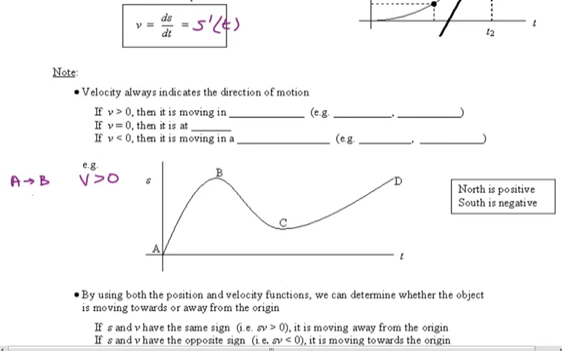At B, what would it be? Yeah, it would be 0. Our instantaneous velocity is 0. From B to C, our slope is negative. So velocity will be negative. Tells us direction. And at C, 0. C to D, positive.